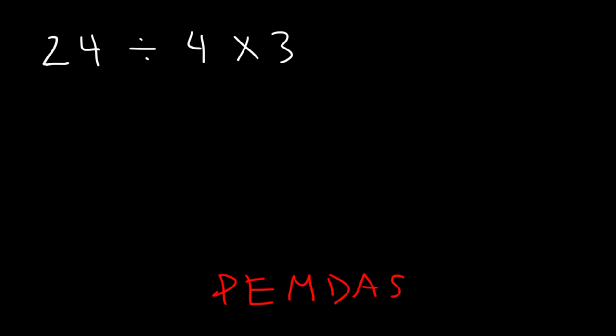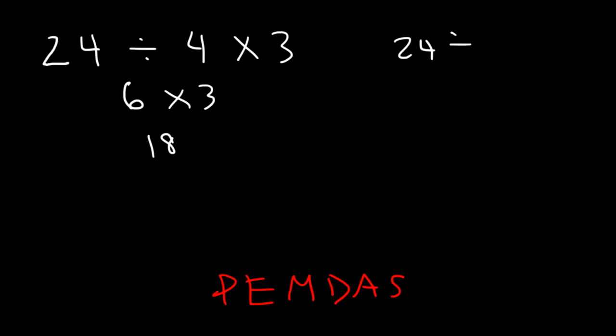Now, when you see a problem like this where you can multiply or divide first, you need to travel from left to right. That means you should work on the operations on the left and then save the operations on the right for last. So we're going to do it two ways. Let's divide first. 24 divided by 4 is 6. 6 times 3 is 18.